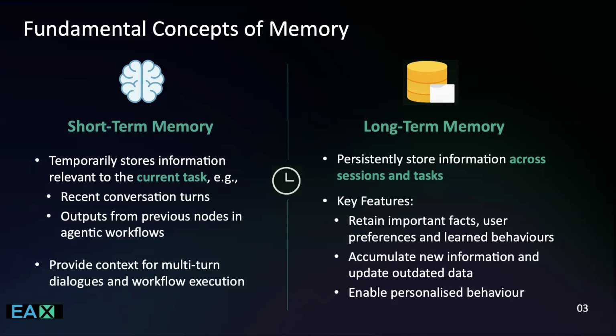And the second key feature of this kind of long-term memory is that it enables the agents to accumulate new information and update outdated data. This feature is quite important for continuous learning for an agentic system.